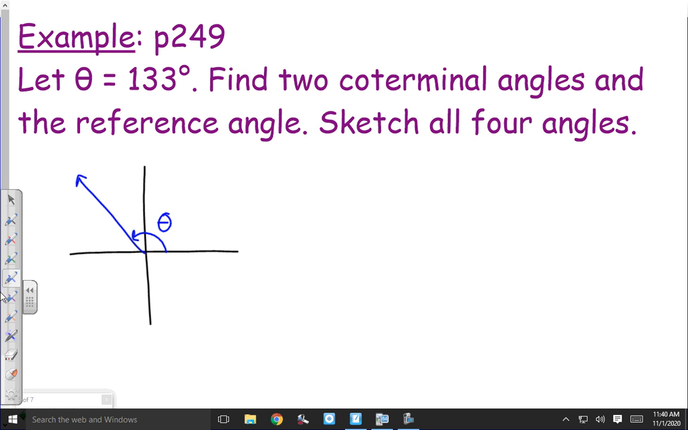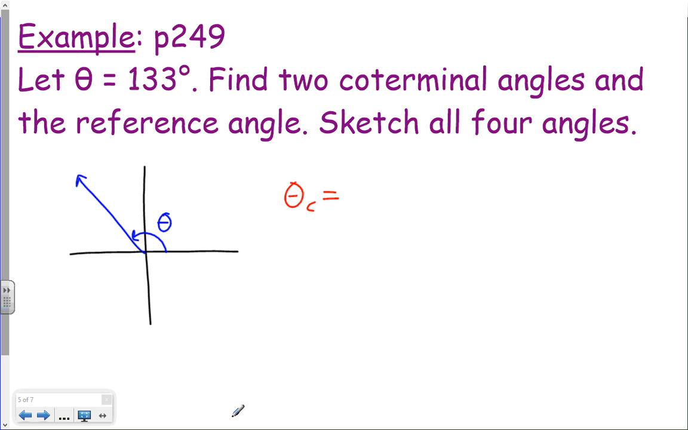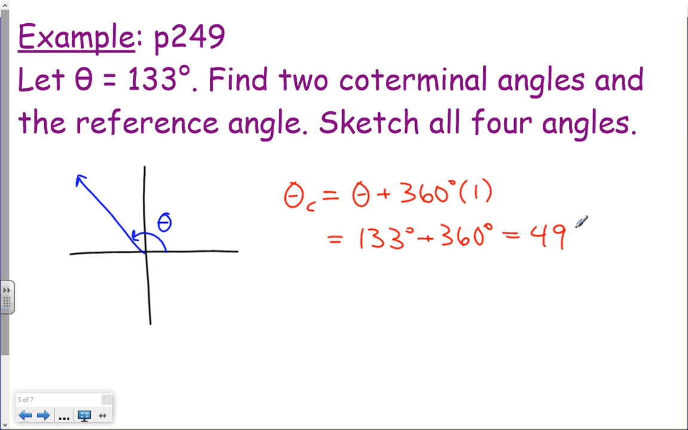Let's find a positive one first. We'll say theta sub c is equal to, if you take your angle theta and you add on 360 degrees, I'm basically going to let n be 1 here. In fact, if you want to see it written that way, I can put in parentheses times 1, from that little formula that we had a second ago. So theta is again 133, and if I add 360 to that, it gives us 493. So 493 degrees would be a coterminal angle with this.